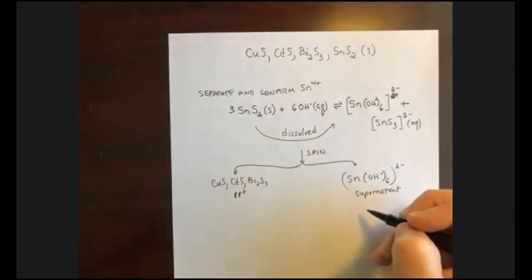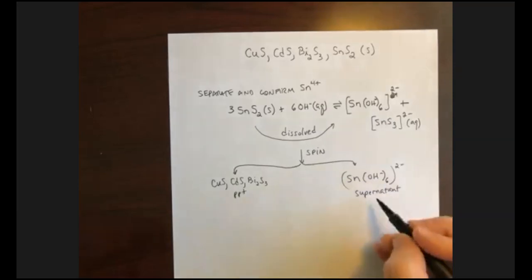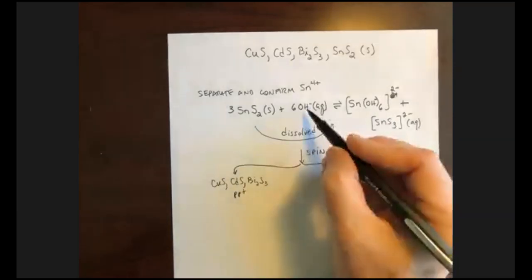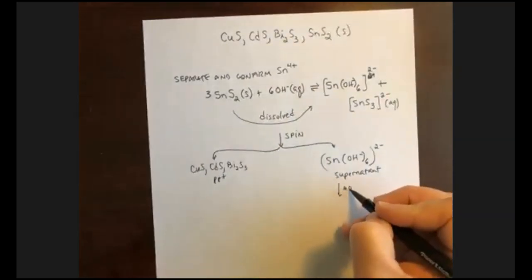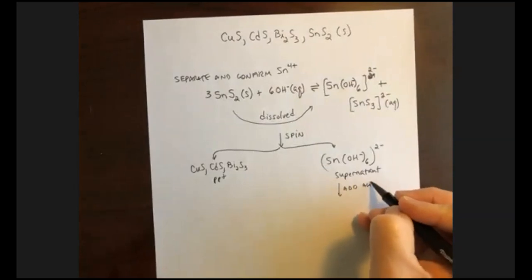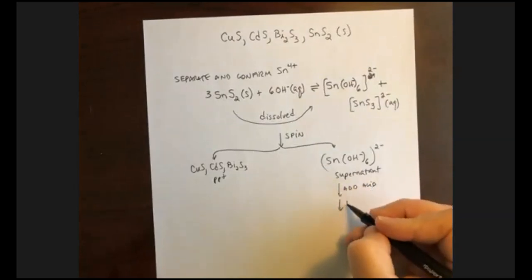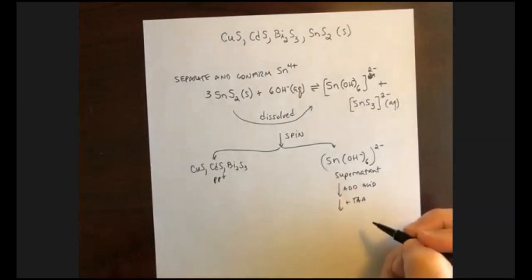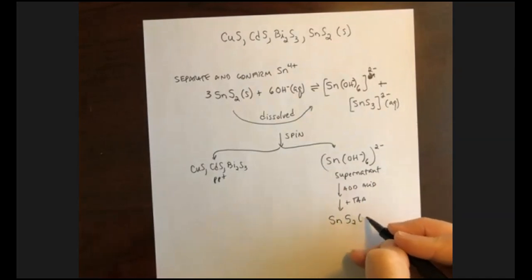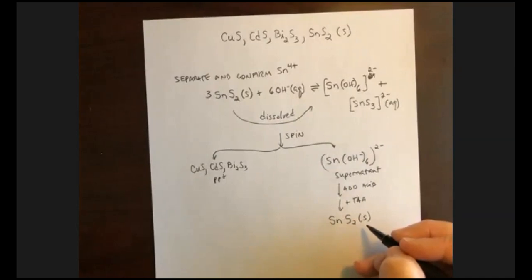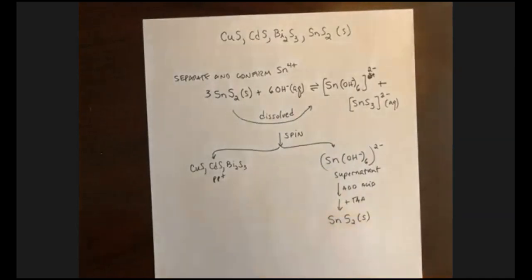And now in order to confirm, we need to reverse this process, remove the hydroxide ions, and we do that by neutralizing them. So if we come here and we add acid, and then a little extra TAA, we will reprecipitate that original tin 4 sulfide that we had in there. And what is significant about this is that it should have a particular color.